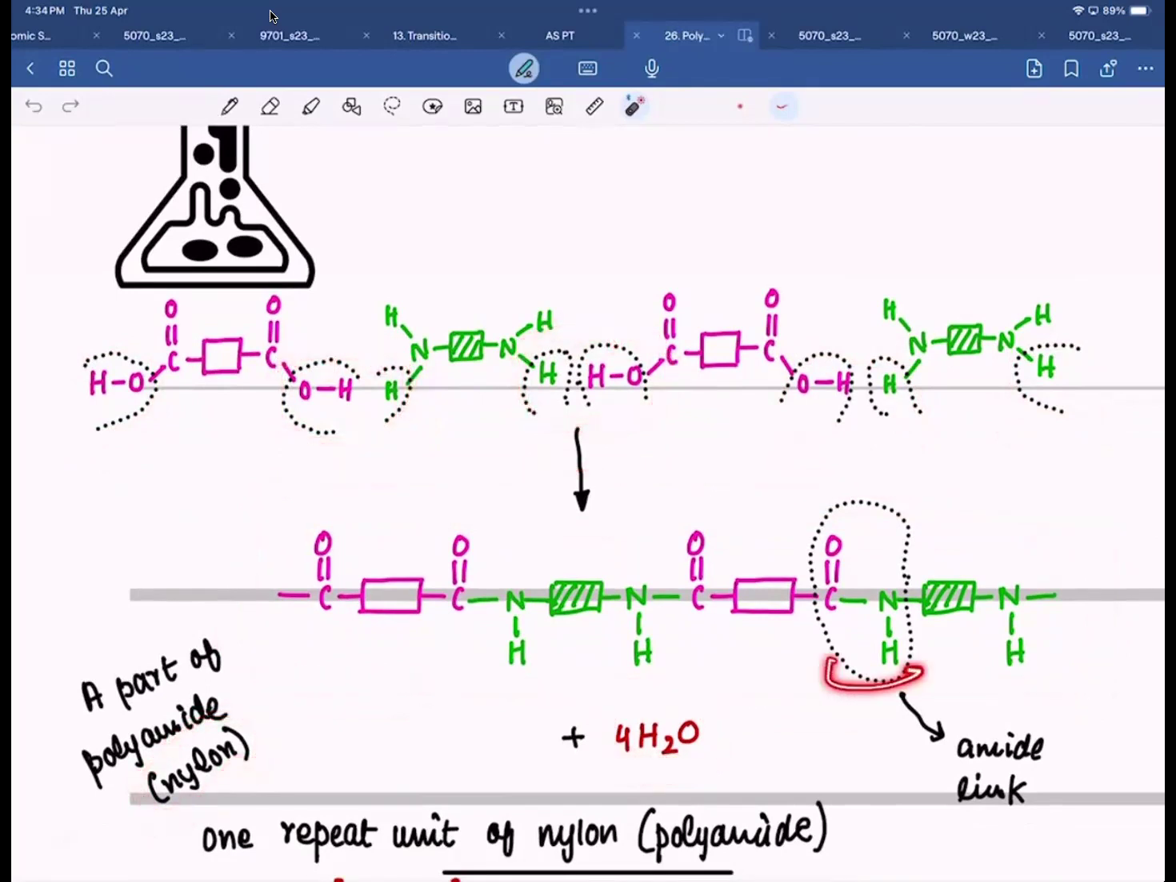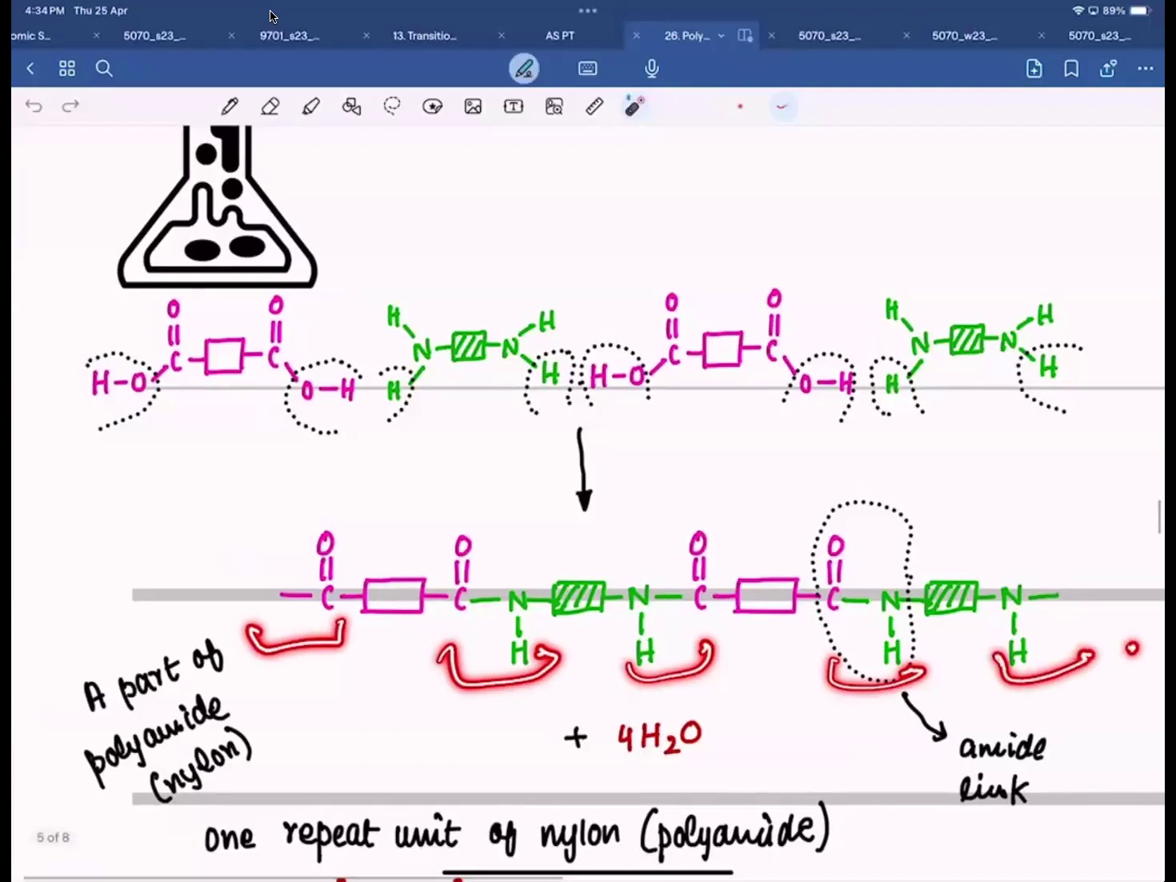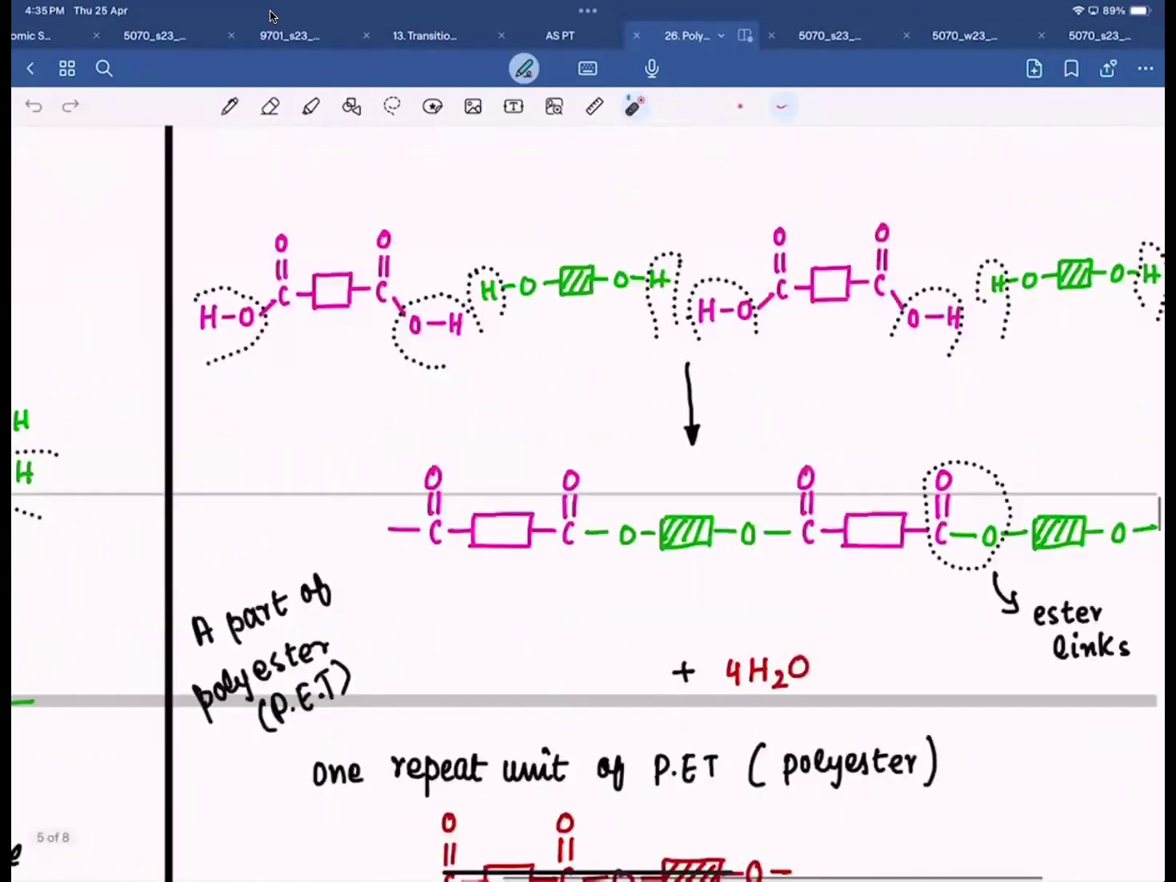And see, there is one amide link, there is a second amide link, there is a third amide link. In the same way, there is one more, and then these amide links continue in the whole chain. That's why it is a polyamide, and specifically this one is nylon. Is this clear? Yeah, sir. Okay. Now have a look over here.